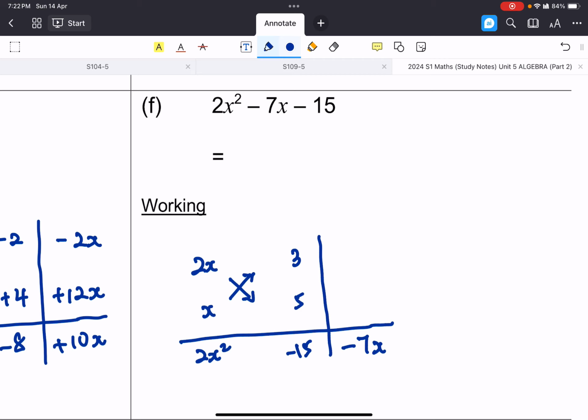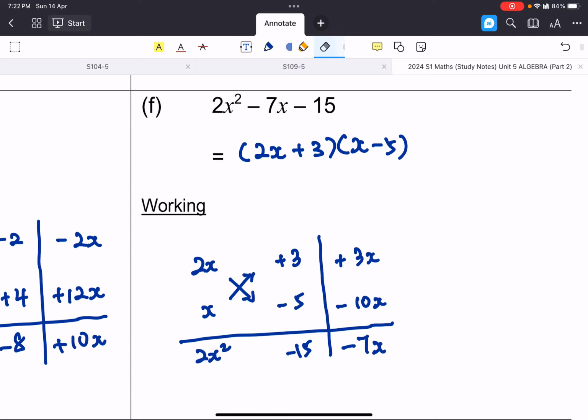3 here, 5 here, I will get 10x here, I will get 3x here. Then in this case, this will be negative, this will be positive, so that I get negative 7x. Means this is positive, this is negative. Look at it vertically. Positive 3 times negative 5 gives me negative 15. Oh, it's great. First attempt and we are successful. Why not? Sometimes we need such luck, right? So we have this and we have this. There we go. With more practice, I hope you get more and more comfortable.